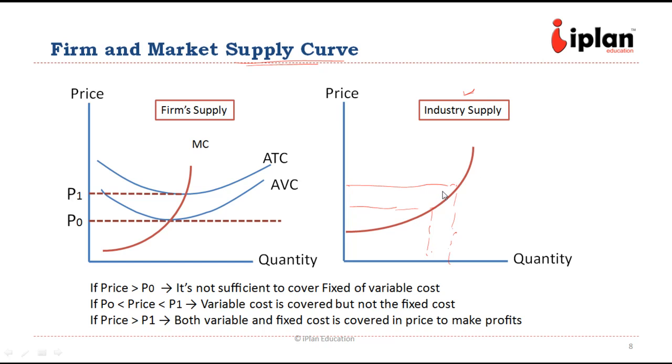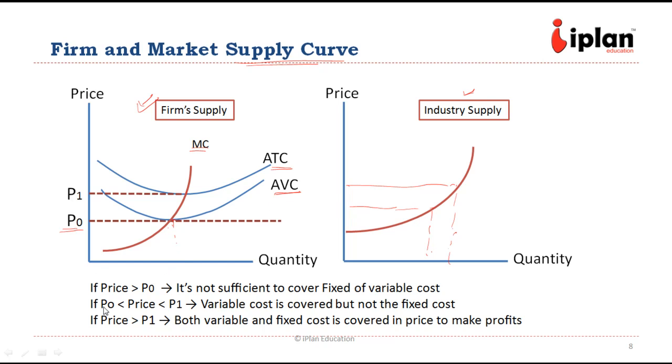Now look at the firm's supply curve. As we know, the marginal cost curve will cut the average variable cost and average total cost curves at their minimum. So if the demand curve says that the price is P0, then this price is just sufficient to cover the average variable cost and not the average total cost. The company will suffer loss, but it will not close down since the variable cost is being covered.